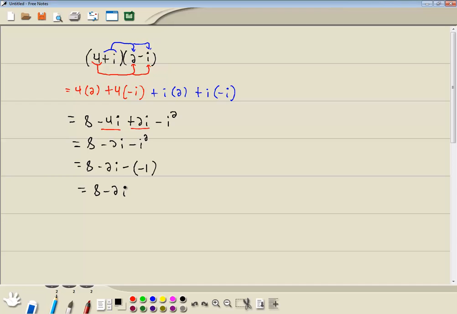So we got 8 minus 2i, a negative negative gives me a positive 1. And then 8 plus 1 is 9. So our answer would be 9 minus 2i.